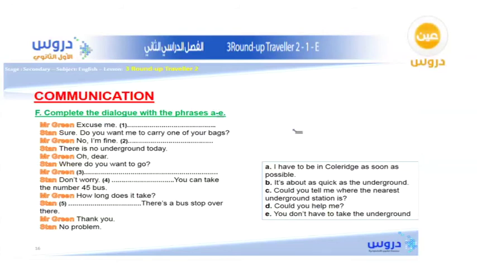Here, F, communication: we have A, B, C, D, E. You have to fill in the spaces by using these sentences. Number 1: here we have this activity as a dialogue between Mr. Green and Stan. Mr. Green: excuse me, there is... Which sentence is suitable for filling these spaces?